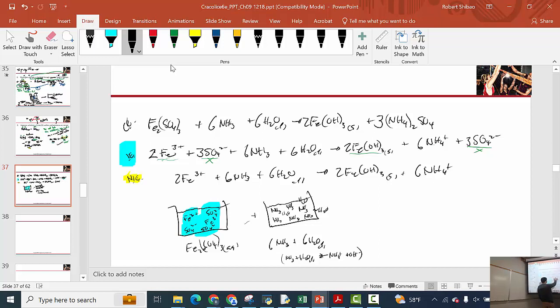But I'm going to leave it as ammonia and water. You see? Ammonia and water. Why? Because that's what you're going to go buy. You're going to buy that, and then a little bit of that will react. If you try to buy ammonium hydroxide, it's not stable. It decomposes into ammonia and water. Then this is going to form iron 3 hydroxide precipitate, which is eventually going to sink to the bottom. And ammonium sulfate.